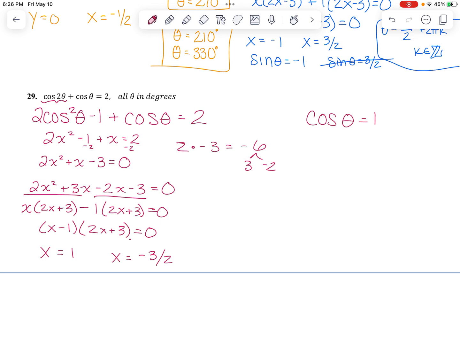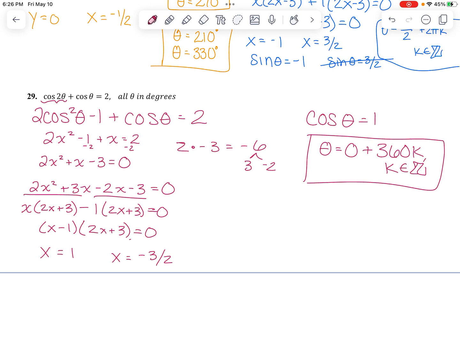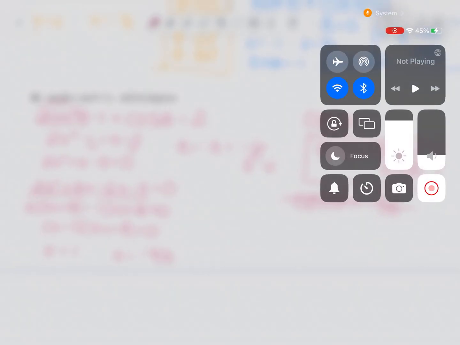Cosine is equal to 1 at, in degrees, theta equals 0. Now, in all actuality, also 360. But since I'm doing all theta in degrees, by adding my 360k, where k is an integer, it's actually going to take care of the 360. If you wrote it, it would be redundant, but it's not wrong. Cosine, on the other hand, is never equal to negative 3 halves is what I meant to say. So that's not helpful.